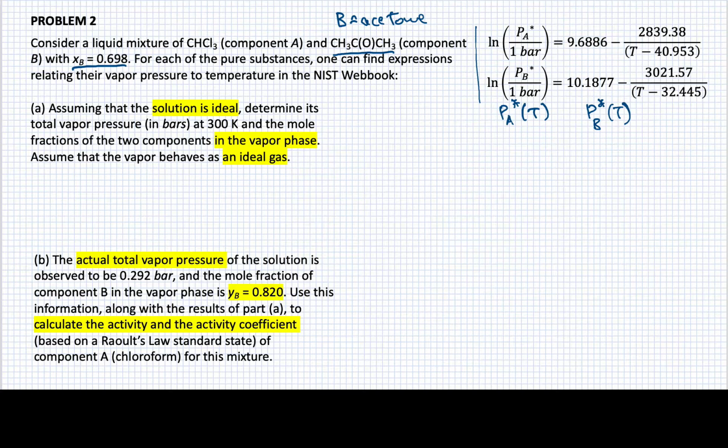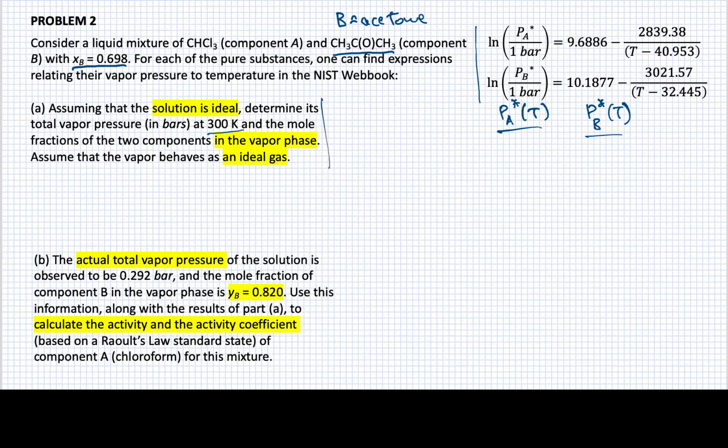So for whatever temperature we happen to be at, and in this case it's 300 K, we can calculate what the pure vapor pressure is for each of those substances, and then we could use the mole fraction, if this is an ideal solution, to find what the vapor pressure is for the solution.